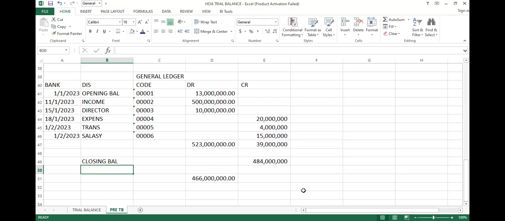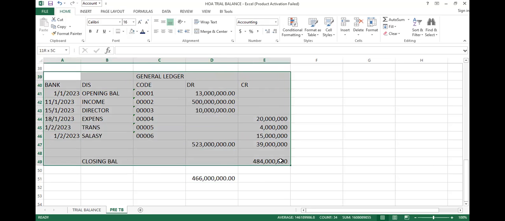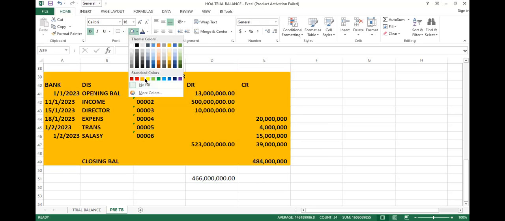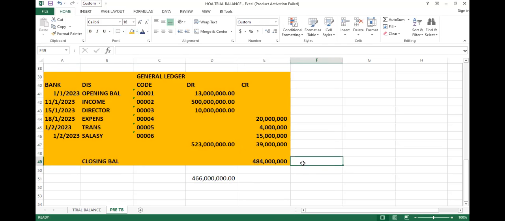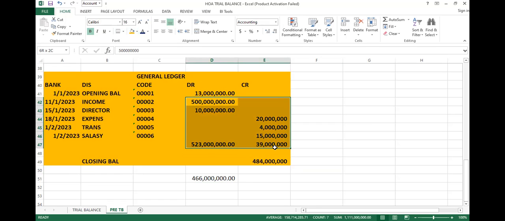But it does not reconcile with what we have on the, are we getting it now? So what we have here is, this one is current, this one is opening balance. From here to here are the current transactions. Then this one is the closing balance. This closing balance will be what will be on the final trial balance. Are we getting the gist now?